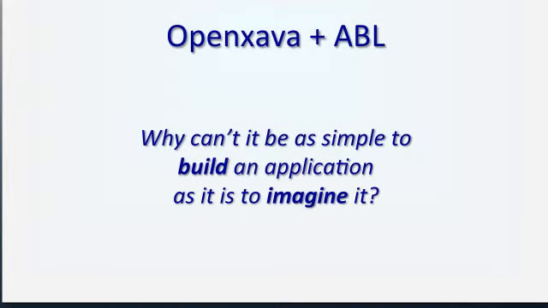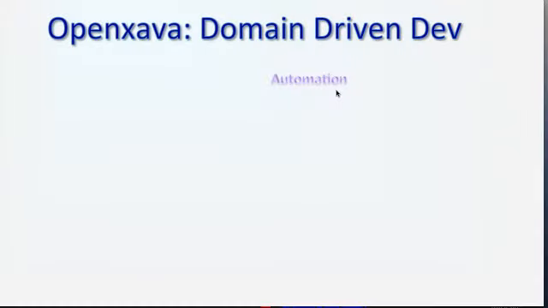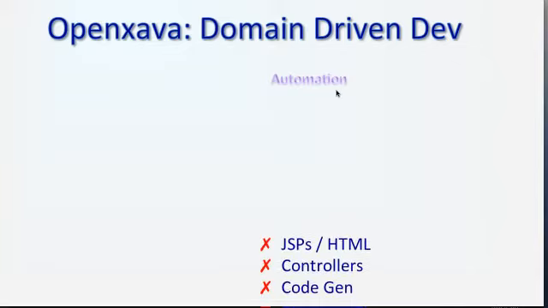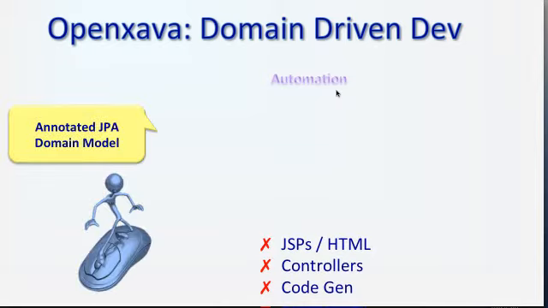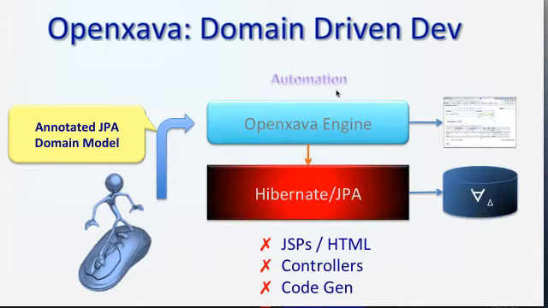At Openxava and ABL, we ask, why can't it be as simple and fast to build an application as it is to imagine it? So rather than focus on improving code, we target its elimination through model-based automation. So instead of building a complex series of pages and controllers, you simply add annotations to a standard JPA model. The Openxava runtime uses this to build a complete user interface, no code generation, using Hibernate for database access.